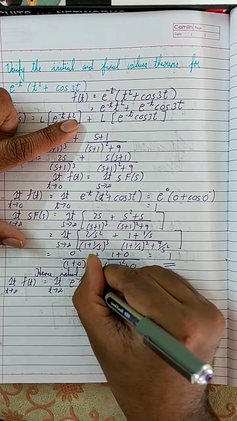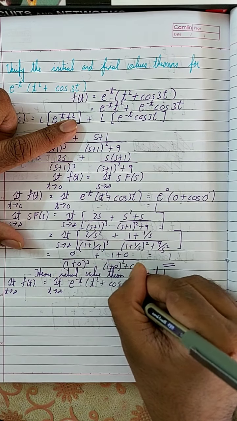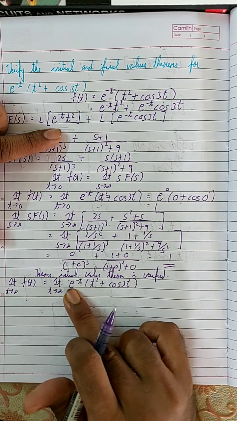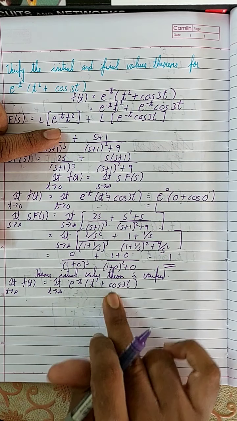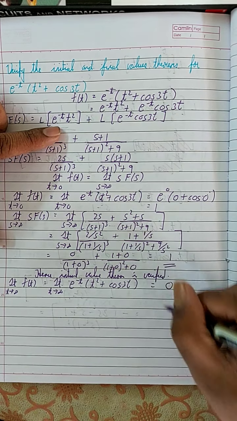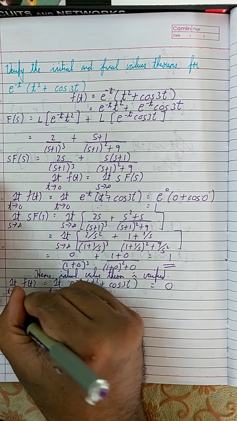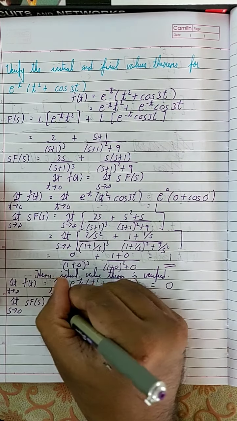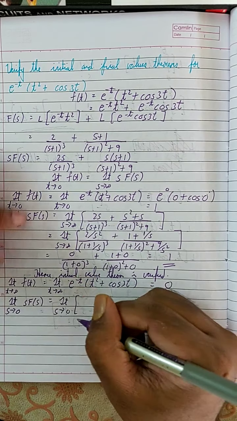It is e raised to minus t into (t square plus cos 3t). If you substitute t as infinity, this becomes e raised to minus infinity, right? So e raised to minus infinity is 0. So anything multiplied with 0 is 0 itself. So this is 0. Now let me find the value of limit as s tends to 0, s f of s. That also I should get 0. Let me see. Limit as s tends to 0, and what is s into f of s?